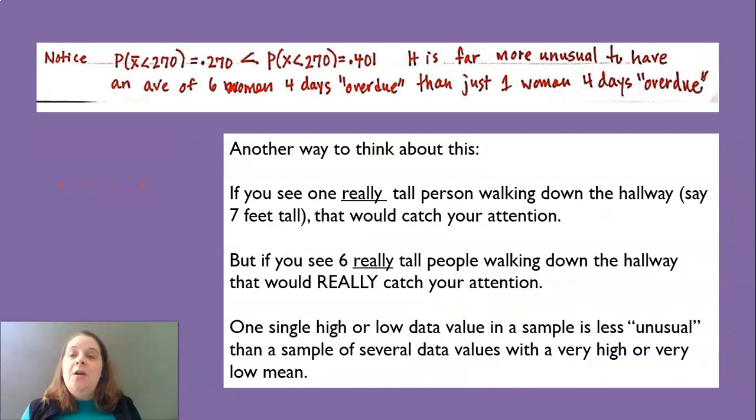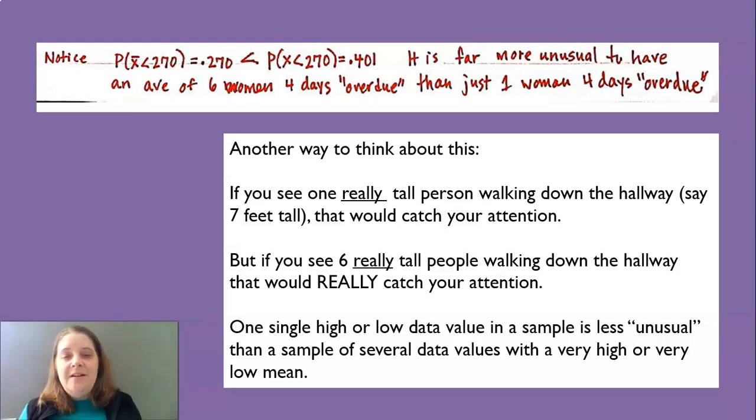All right. So one thing I want you to notice: the probability that the average exceeds 270, I guess I wrote these backwards, sorry, was 27%, but the probability for one woman was 40%. So it's far more unusual to have an average of 6 women that are 4 days overdue than just one woman being 4 days overdue. A lot of times you're going to find that when you take the probability in a sampling distribution, you're going to get a far smaller probability than if you had calculated it for a single value.